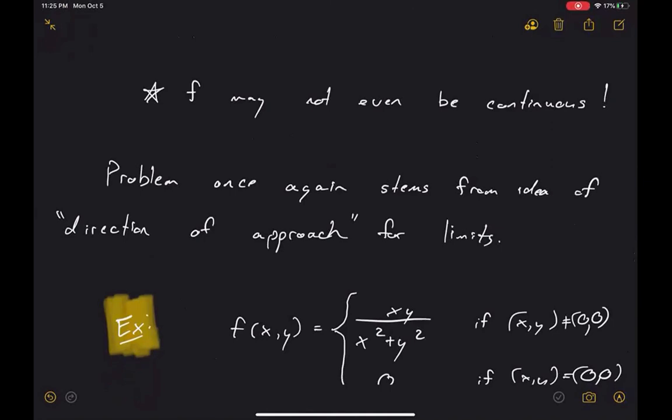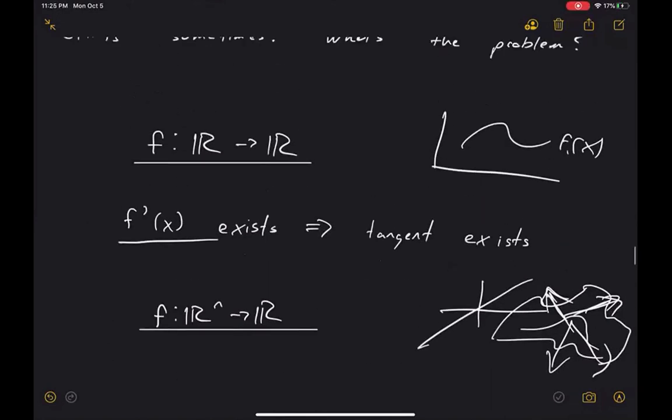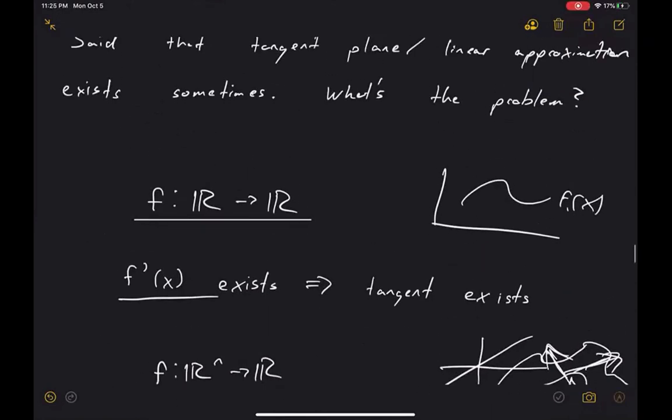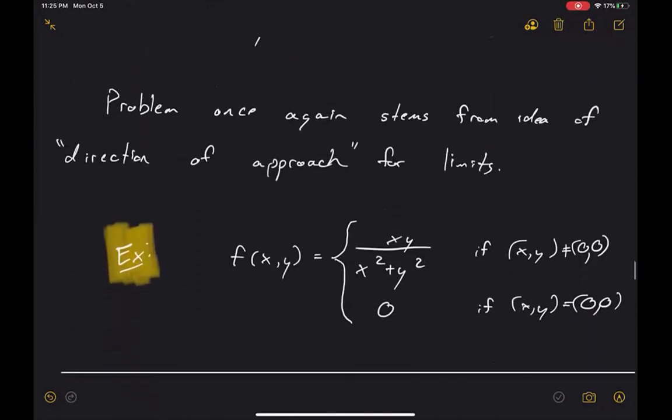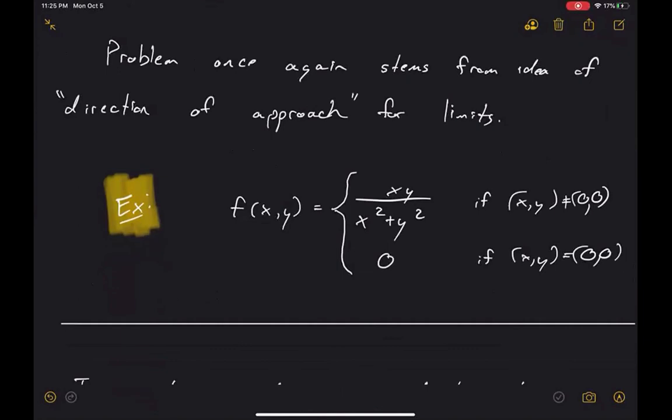And the problem really comes from this idea that we have so many directions to consider, not just this single variable case where I can only approach a point a from the positive or negative side. Now we have all these weird ways to approach. If you think back to section 14.2, when we talked about limits and continuity.